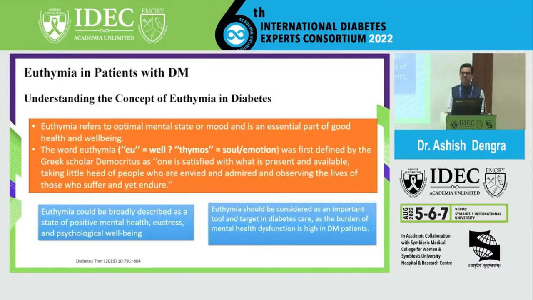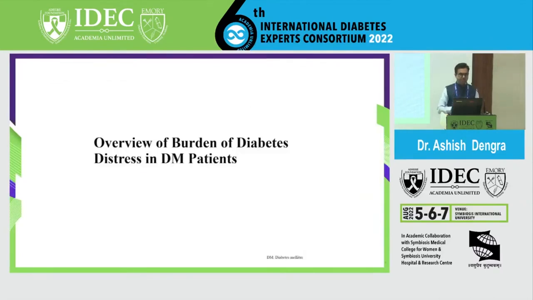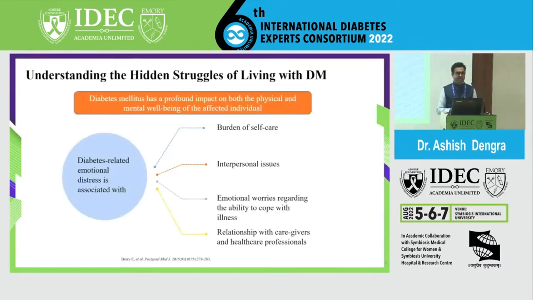What is euthymia? First we should know, then we can understand the distress. Eu means normal, well. So euthymia means well mental health, good mental health. That is required in the diabetic population also, because our patients are afraid of the disease. When they are diagnosed, they are in a mode of depression, denial, or various other modes. So to begin with, we will start with the burden of diabetes distress, and the understanding and hurdles of patients who are living with diabetes.